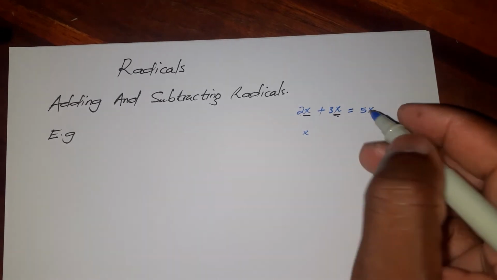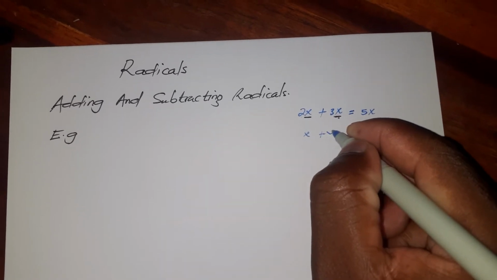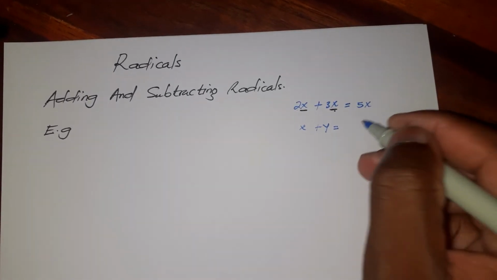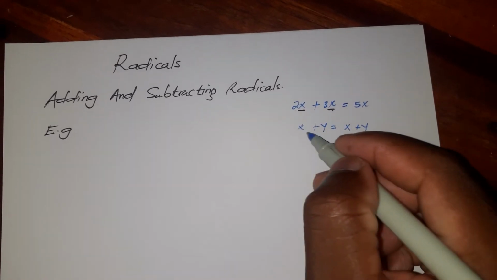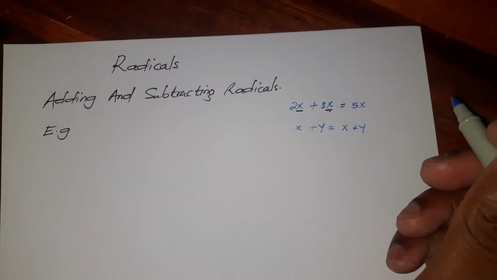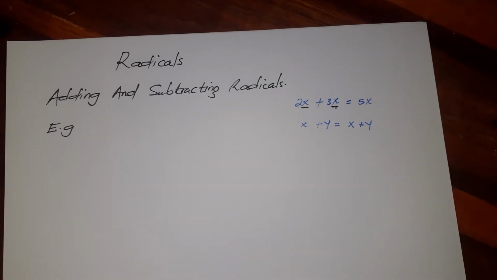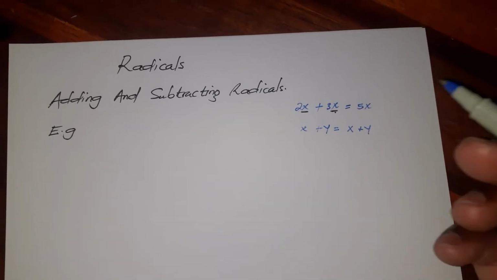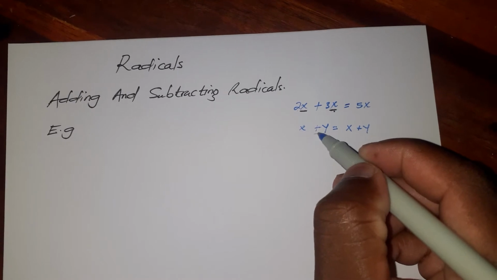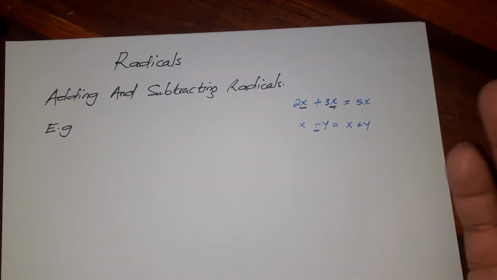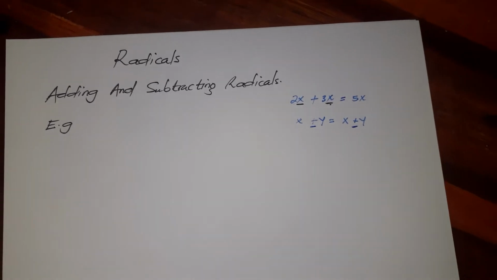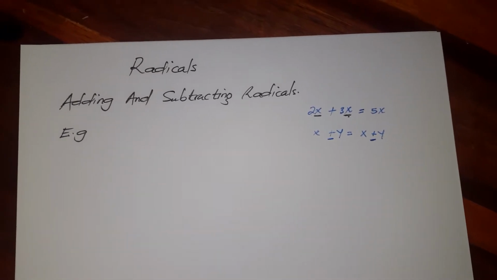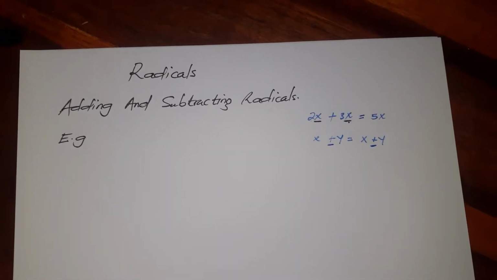But if we have x plus y, that will be equal to x plus y, because these two are not like terms, therefore we cannot add them. It's also true if we have minus here, we cannot subtract those two. We are still going to have x minus y because they are not like terms. So it is the same with radicals.